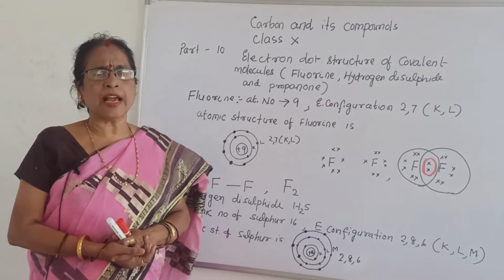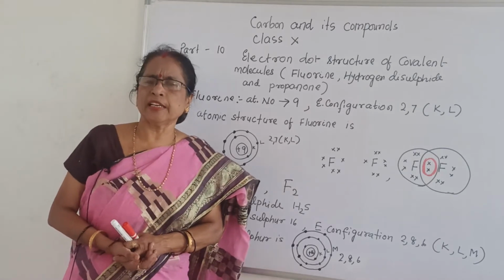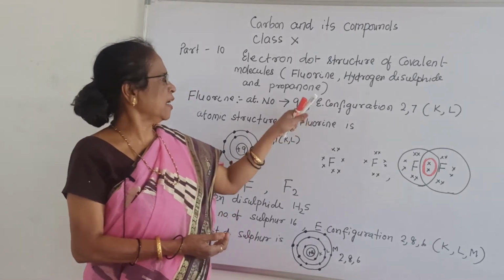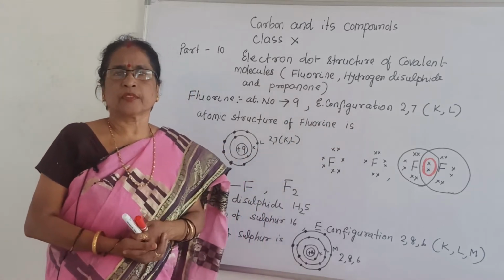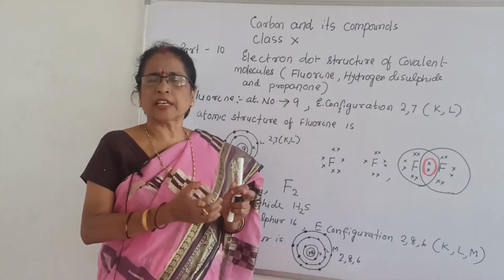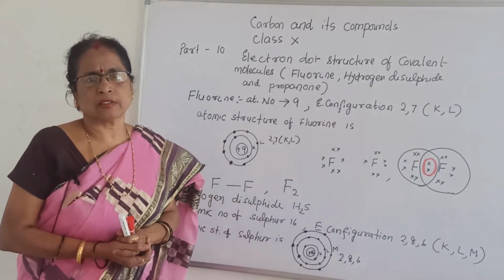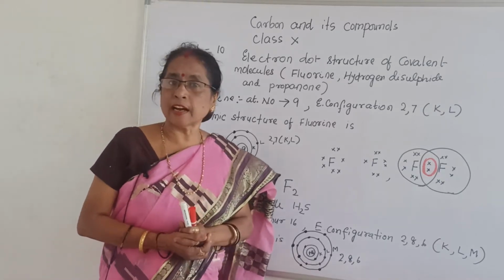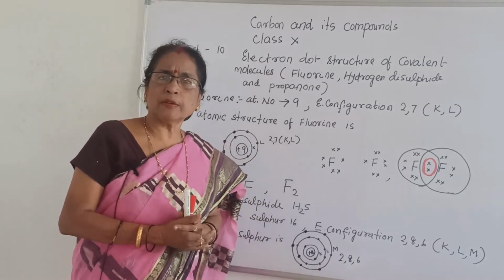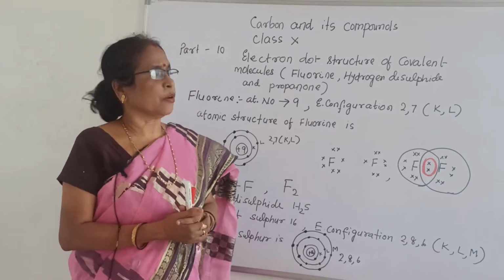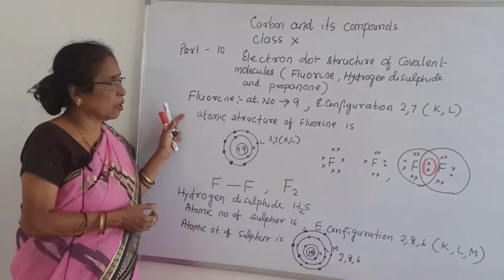Now you know every element has a tendency to attain inert gas configuration. Already 9 electrons are there. Then how many electrons are required to attain the configuration? 1 electron. But it only takes place by sharing of electron. You know sharing of electron means forming a covalent bond. So it is a covalent molecule.